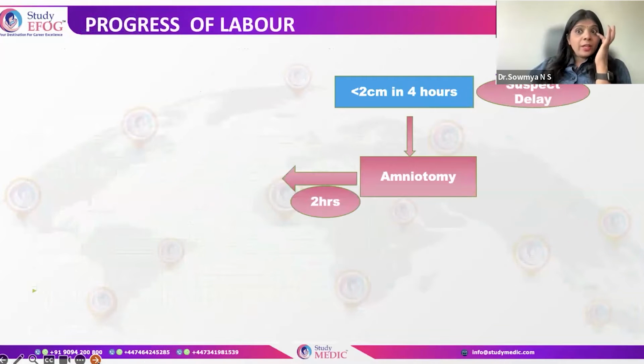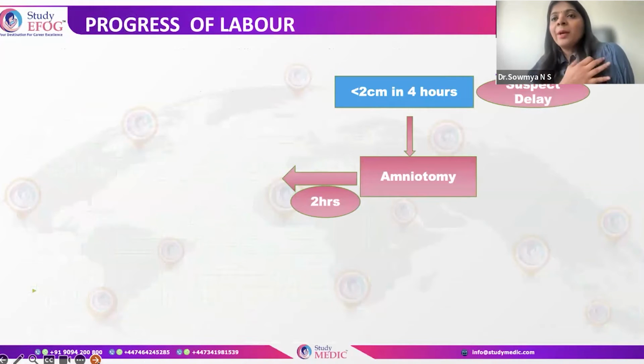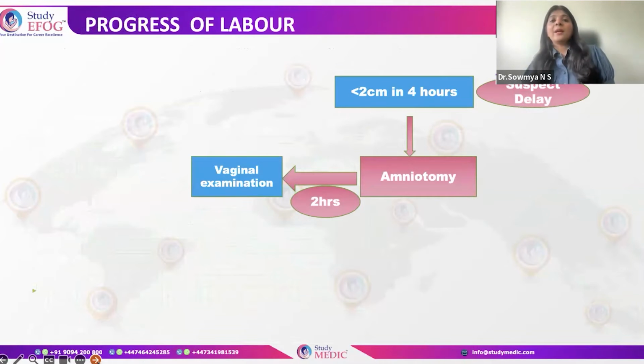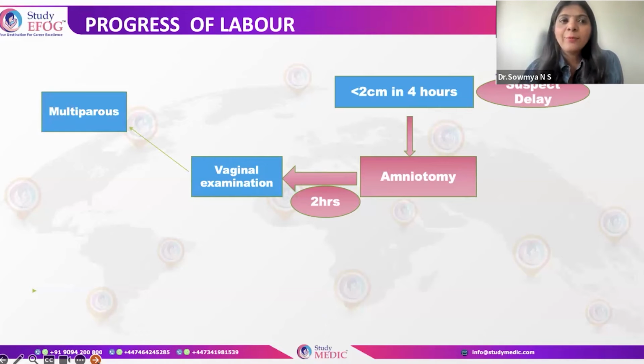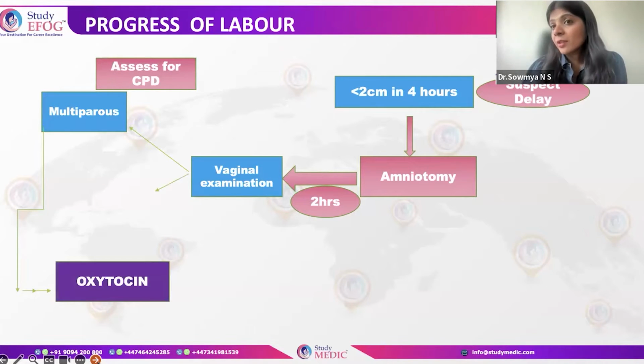Yes, this is what I was trying to tell. Irrespective of the parity, we are all talking about low-risk pregnancies. Whenever there is delayed progress of labor, if it is less than 2 centimeters in 4 hours, the first thing you do is examine, and if the membranes are intact, go for amniotomy. And whenever there is amniotomy, you have to do a vaginal examination after 2 hours, as I discussed before. If the dilatation is less than 1 centimeter, it is still delayed. There was a suspicion of delay.